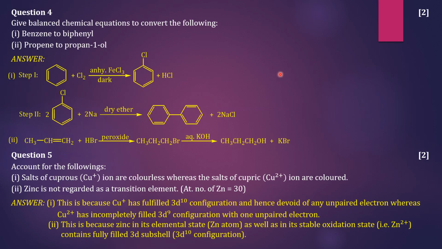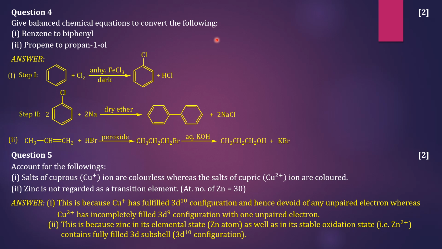Next come to question number 4. Give balanced chemical equation to convert the following. Remember, when the question has the heading give balanced chemical equation, this word balanced is very important, and this word equation is also very important. Chemical equation, if it is written, you have to give the byproducts. If any one byproduct is missing, you will not get any marks. And along with chemical equation, if the word balanced is also there, then you have to balance the equation also.